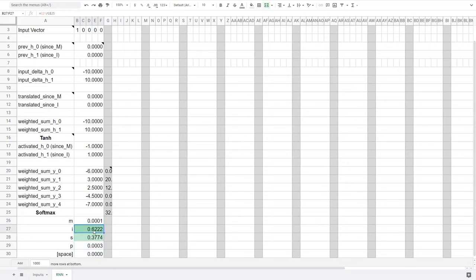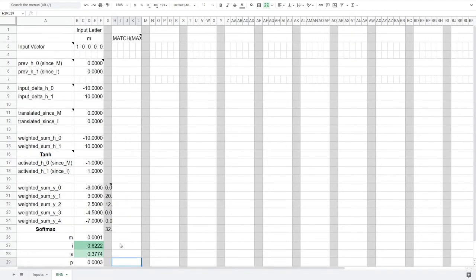Look, our network is saying that it is about 62% confident that an I should come next, and 37% confident that an S should come next. That's great! We will come up here to feed the most confident value into the network as the next letter. This can be done with a somewhat complex formula that I left here for easy reuse. It searches for the maximum value and then the letter associated with that. Sort of like a VLOOKUP if you're familiar with that.